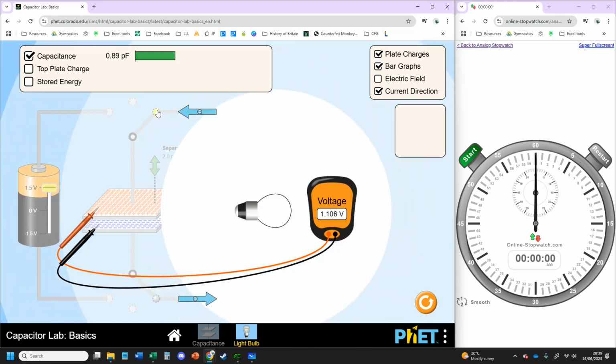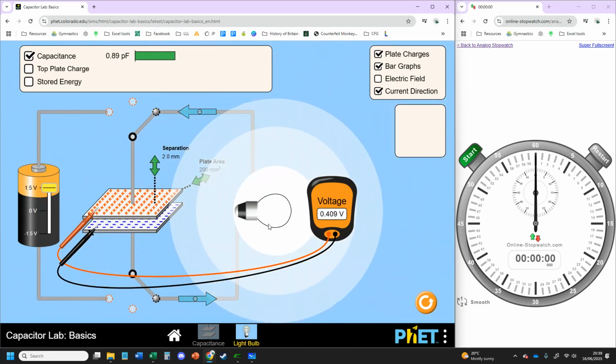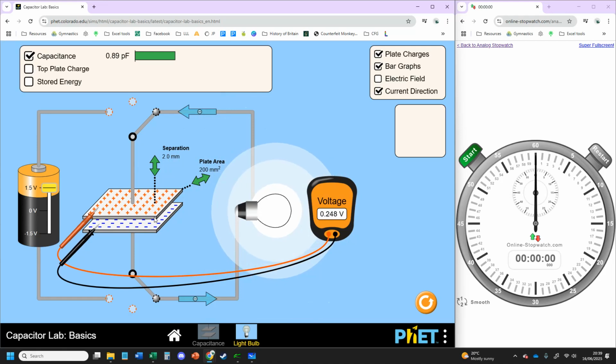through the bulb. Now, in this simulation, we do not know the resistance of that bulb, but it does have resistance, and this capacitor has a capacitance, which is known. So we can do an investigation using this data to find the resistance of this incandescent bulb.